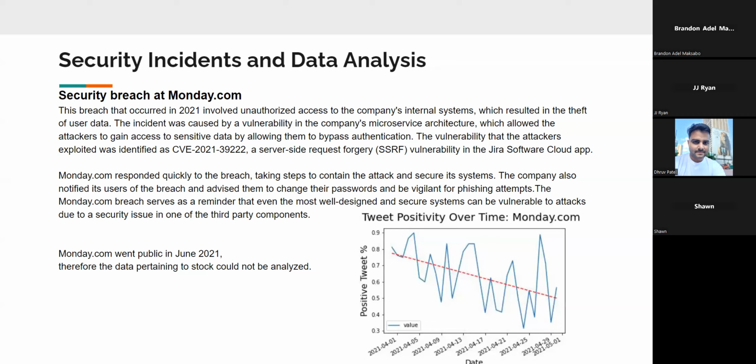Monday.com responded quickly to the breach, taking steps to contain the attack and secure its systems. The company also notified its users of the breach and advised them to change their passwords and be vigilant for phishing attempts. The Monday.com breach serves as a reminder that even the most well-designed and secure systems can be vulnerable to attacks due to security issues in one of the third-party components. Here, Monday.com went public after the hack, so therefore we had no stock data. And in our tweet positivity over time, the trend was downward.